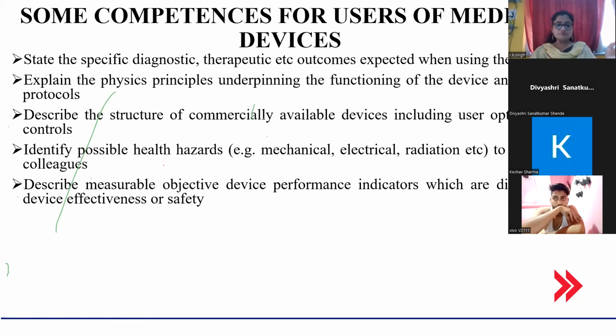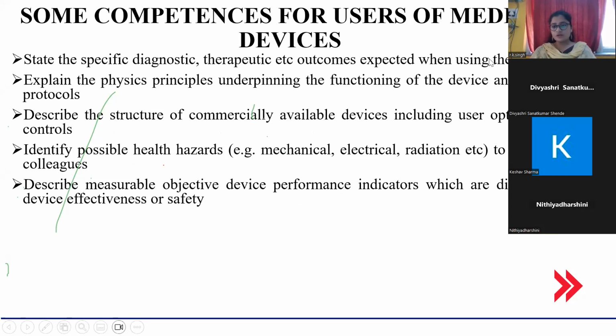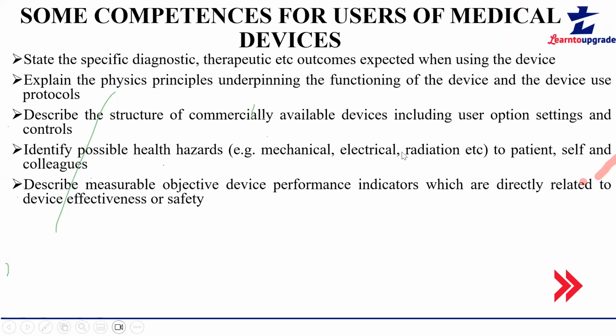Now what are the competencies that you need to have if you are working with a medical device, or if you are a biomedical engineer? So firstly, you need to state the specific diagnostic and therapeutic outcomes which are expected to happen if the experiment or the test goes fine. Then you need to know the principle on which the device is working.